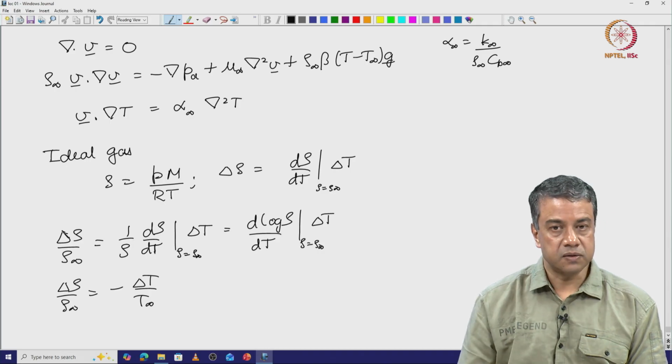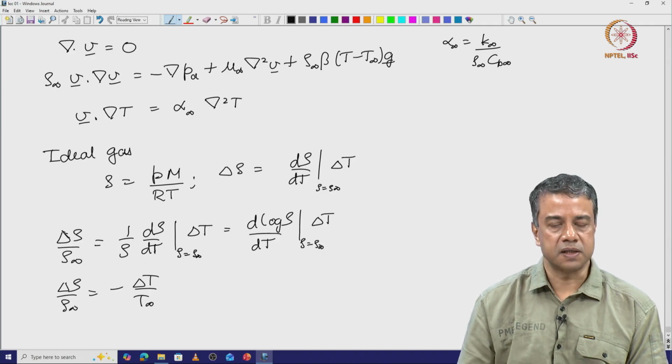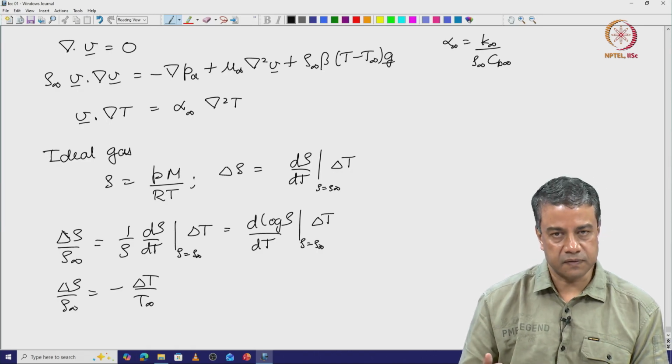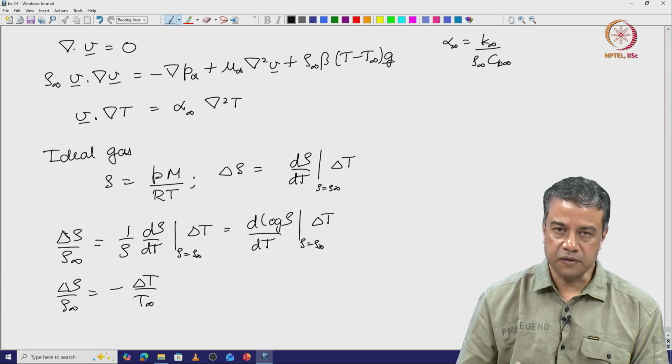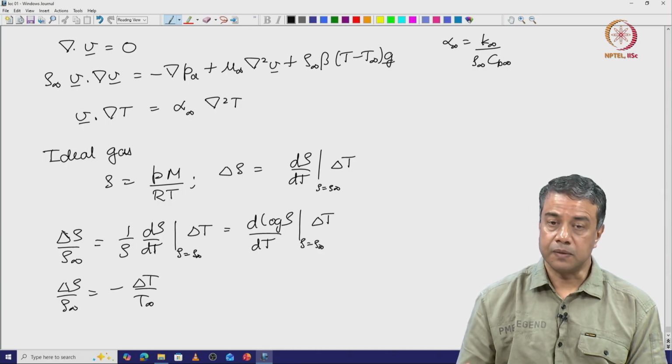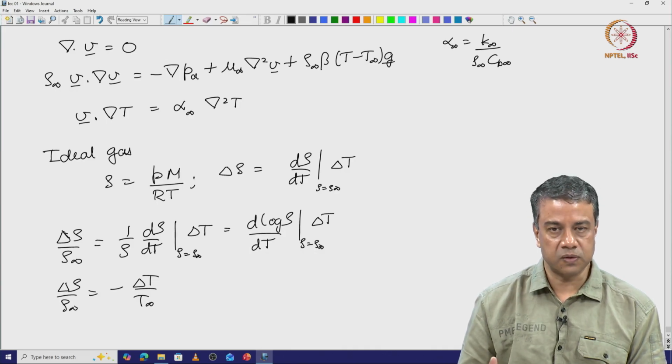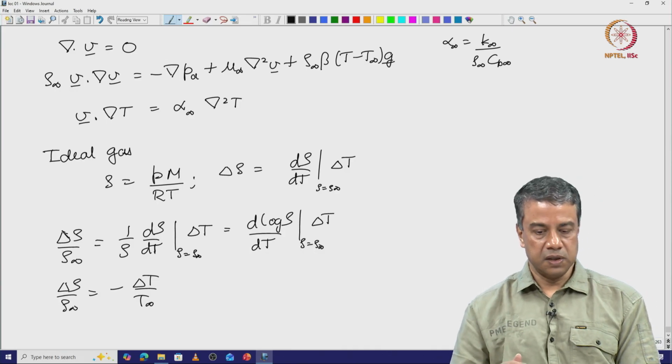So, this will work for many practical applications where, for example, the body temperature is of the order of 38 degrees centigrade, ambient temperature is of the order of 25 degrees centigrade, the difference is 13 degrees centigrade, whereas the absolute temperature is 298 Kelvin. So, 13 divided by 298. So long as that is small, this will be valid.